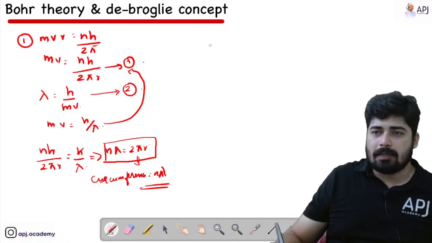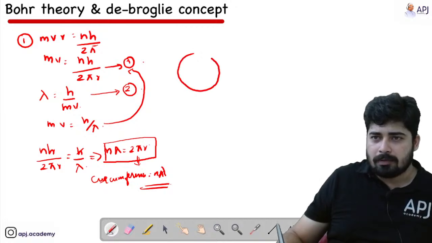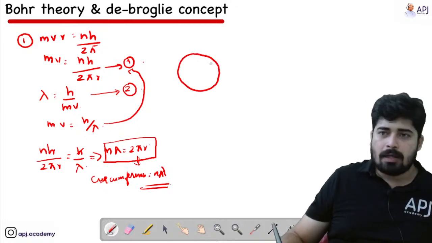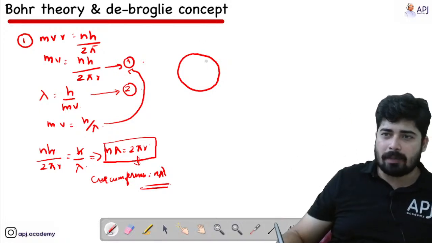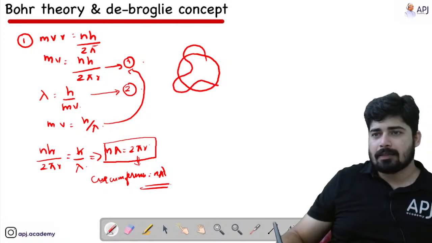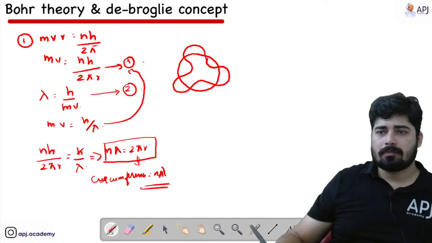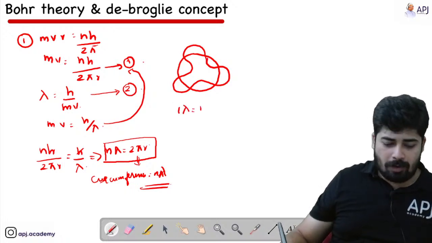So what does it mean? According to Bohr, the electron is orbiting in a circular orbit, and according to de Broglie, the electron is not orbiting linearly, it is orbiting like a wave. So it is moving like this. Okay, so 1 lambda means 1 wave.